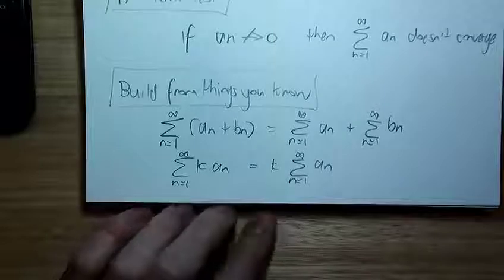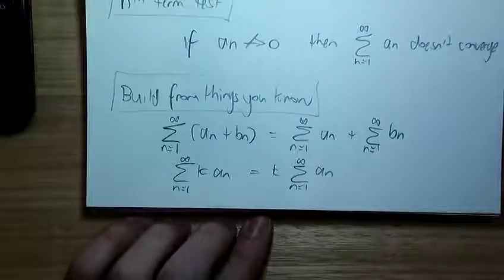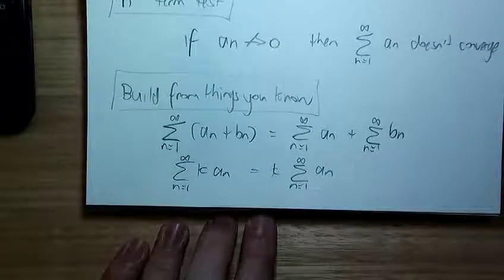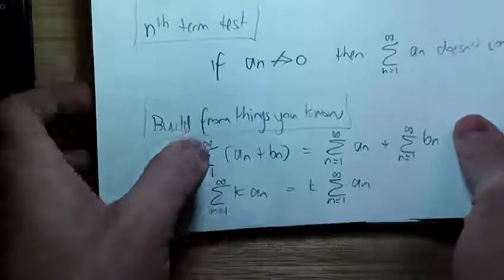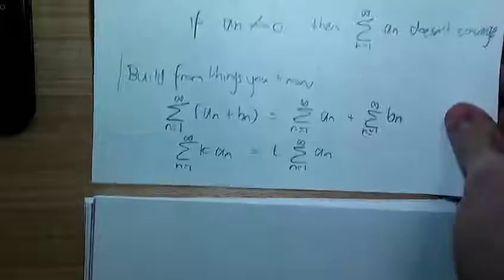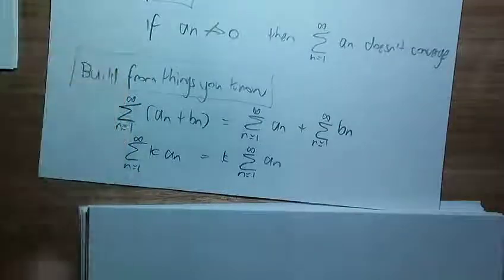So if you happen to notice that when you maybe separate the fractions out, you get 1 over n squared and 1 over n cubed, and you go, yay, it converges, because they both converge. What's the next thing?